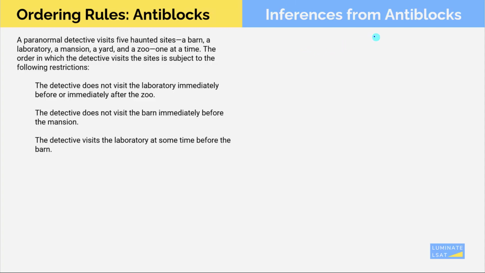In this part, we're going to examine anti-block rules, which are rules telling us that there cannot be a certain fixed relationship between two letters. Here we're told that a paranormal detective visits 5 haunted sites, one at a time, and we're keeping track of an order here, so we know that there's going to be 5 slots.